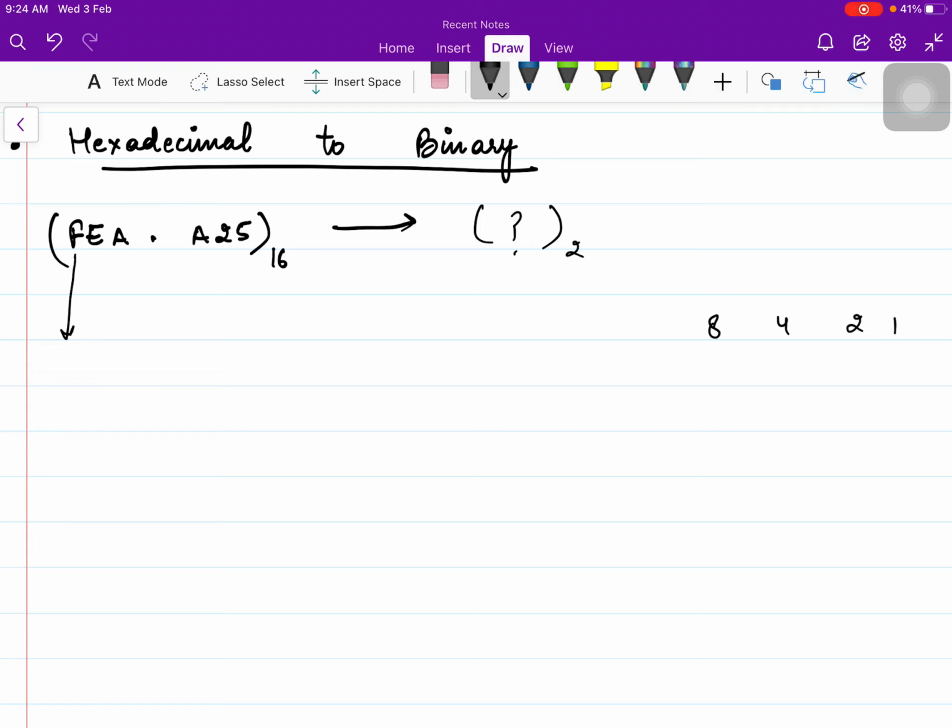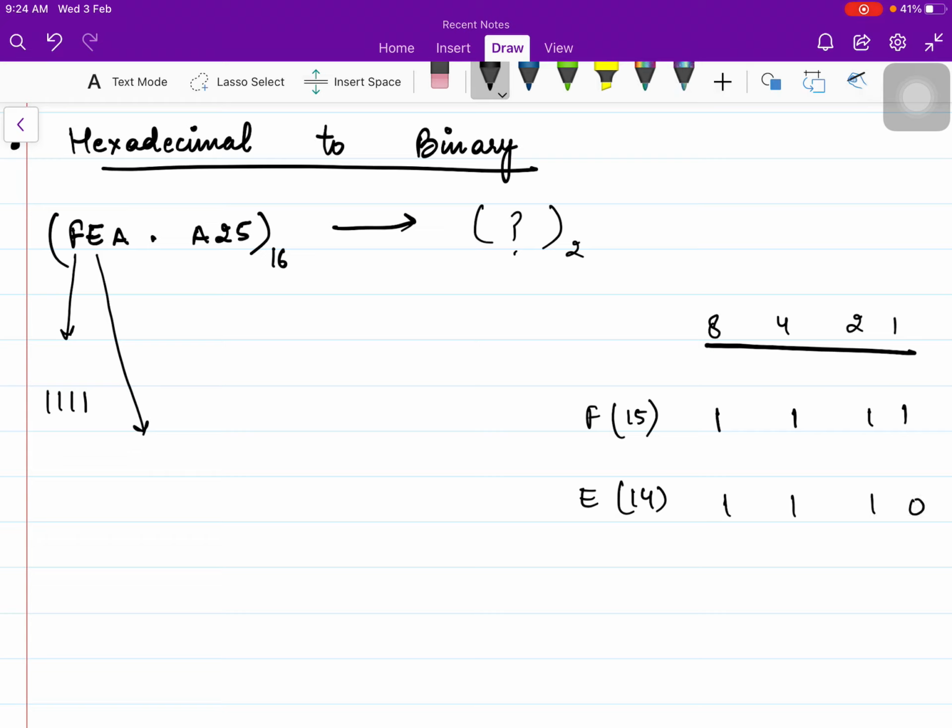So if I want to represent this F in binary, what does F mean in hexadecimal? 15. So under which numbers among 8, 4, 2, 1 do you have to keep 1 so that the sum comes out to be 15? Below each number. So F is represented by 4 times 1. Similarly E means 14. So under what number should I keep 1 so that the sum becomes 14? 1, 1, 1, 0. That means 8 plus 4, 12, 12 plus 2, 14. So it is 1, 1, 1, 0.